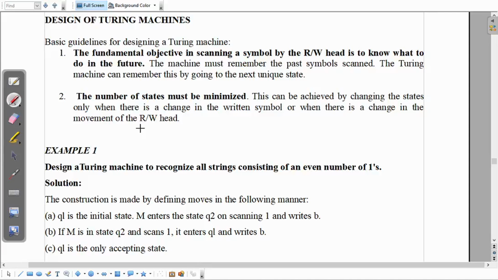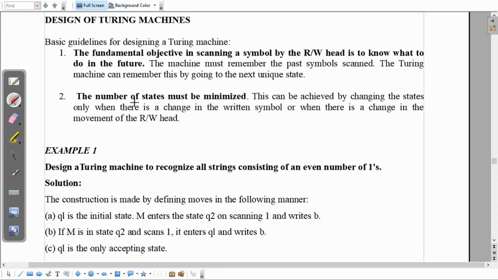In this video, I'll be covering the topic called Design of Turing Machines with examples. So what are the basic guidelines for designing a Turing machine? The fundamental objective in designing a Turing machine is that in scanning a symbol by the read-write head, it is to know what to do in the future. So always remember what you have scanned first and what you are going to do next.